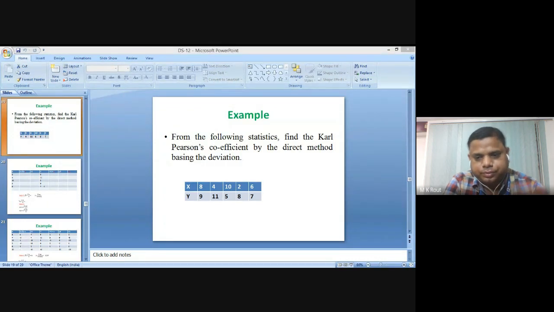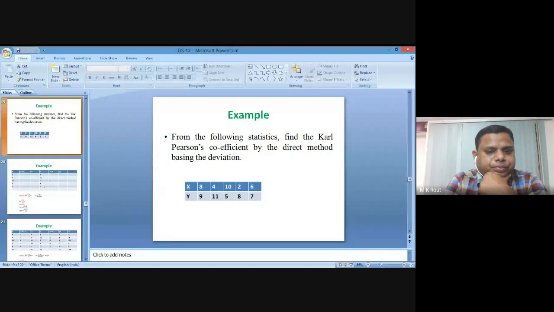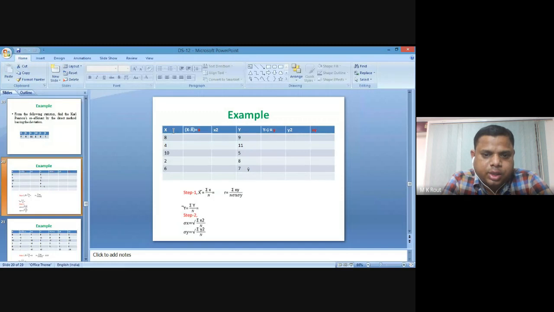Is it finished? Okay. Moving to the next one. So here two variables are given in the form of x and y. Before solving, you make this type of table. The first three columns belong to the x variable. Then the next three columns belong to your y variable. So here I write the x variable data, that is 8, 4, 10, 2, 6. Similarly, I repeat the data of y also: 9, 11, 5, 8 and 7.